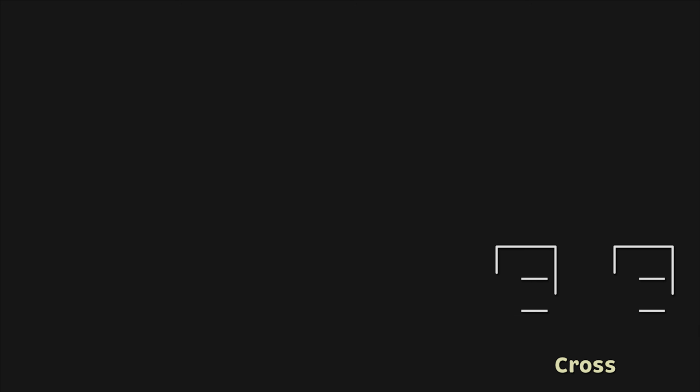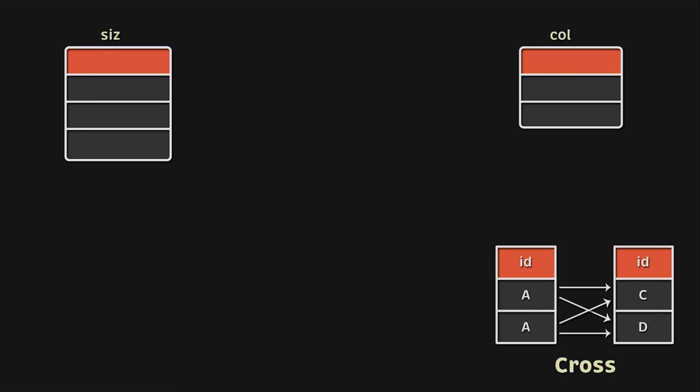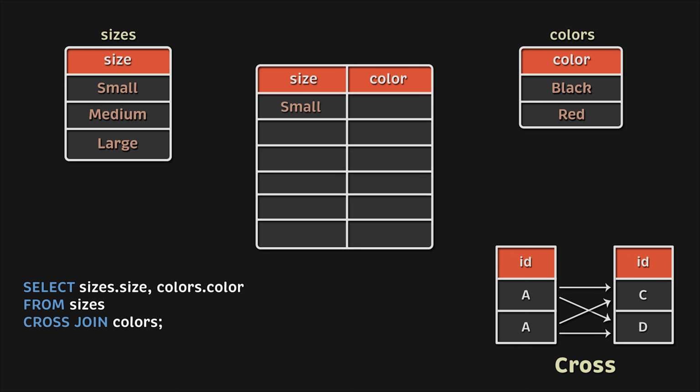And finally, we have a cross join, also known as a Cartesian product. It doesn't look for a specific relationship or matching IDs between tables. Instead, it pairs every single row from the first table with every single row from the second table. Think of it like a matching game where every possible combination is created.